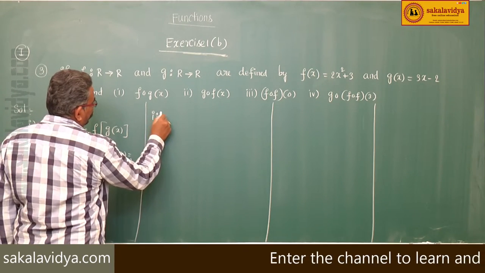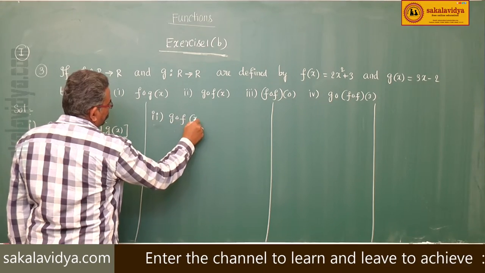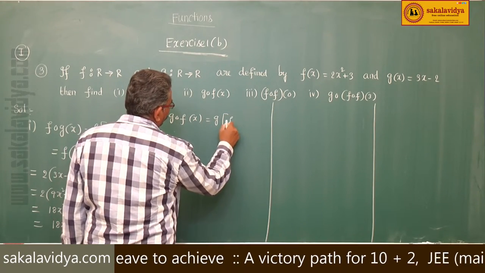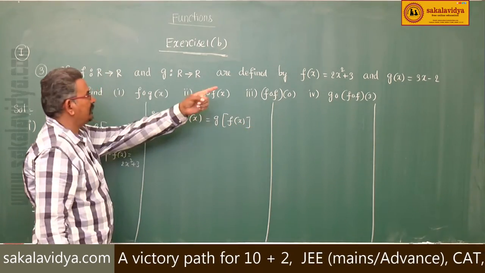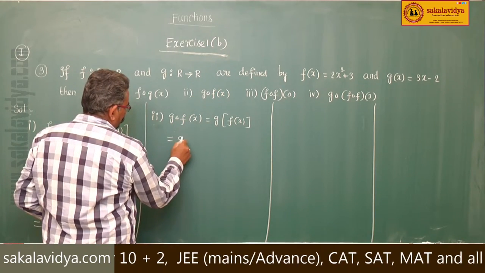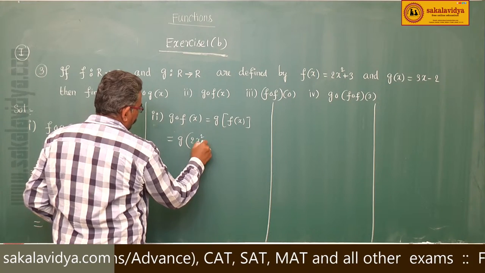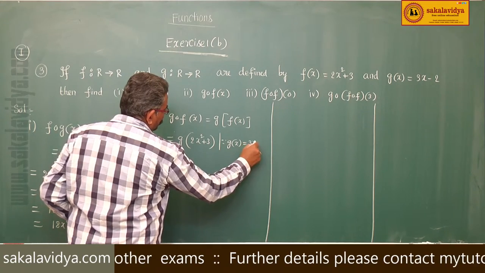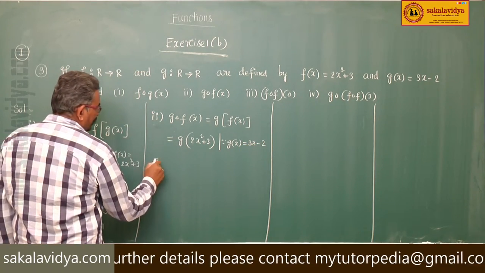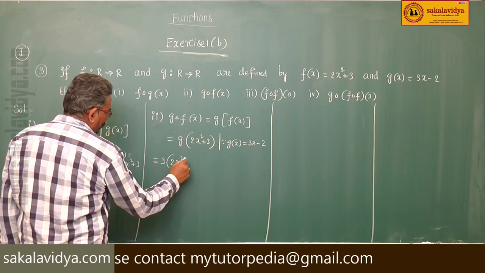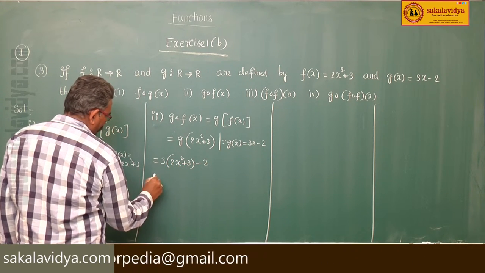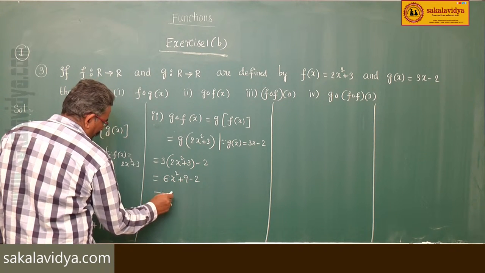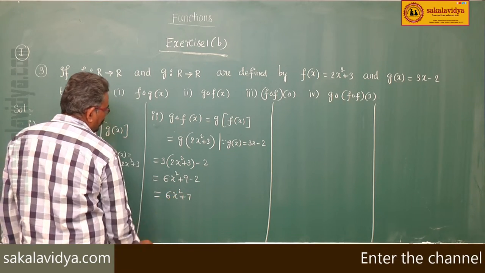Second, g circle f of x. g circle f of x means g of f of x. So, now f of x is 2x square plus 3. So, g of 2x square plus 3. g of x is equal to 3x minus 2. So, now this equal to 3 into 2x square plus 3 minus 2. 6x square plus 9 minus 2, 6x square plus 7. This is g circle f of x.